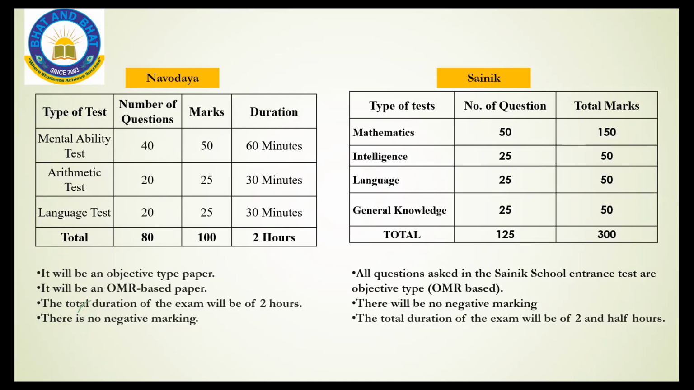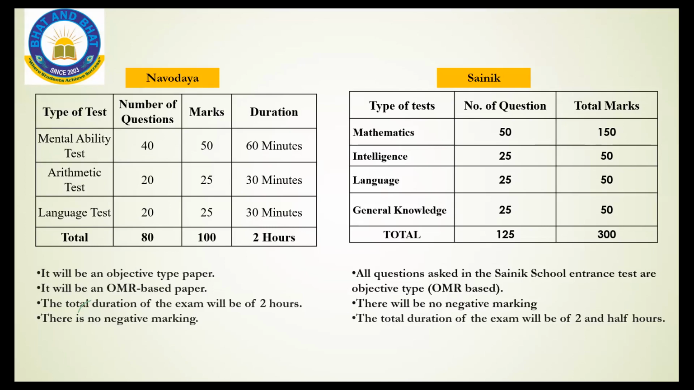So totally 50 marks for intelligence, and 25 questions for language also. Language means English. They need to prepare well for the grammar part, the comprehension part, everything. Each question carries 2 marks, so totally 50 marks for the language test. General knowledge comes under both science and social, with around 25 questions, each carrying 2 marks, so totally 50 marks. Out of 125 questions, the paper covers 300 marks. This is also an OMR-based question paper, with no negative marking here.